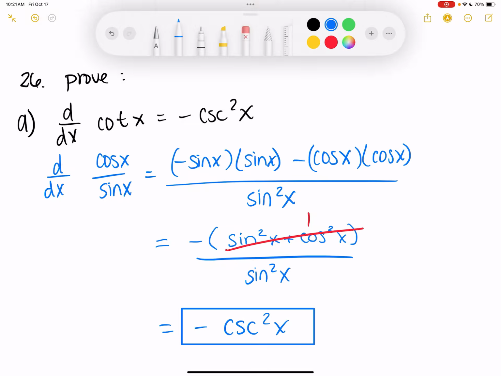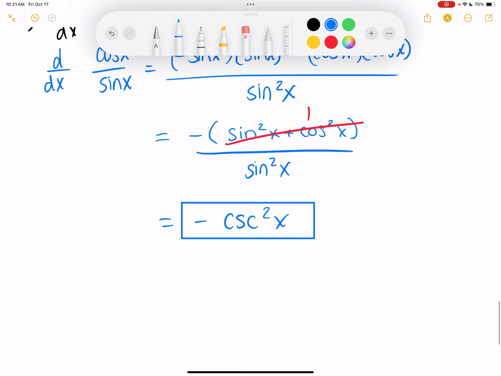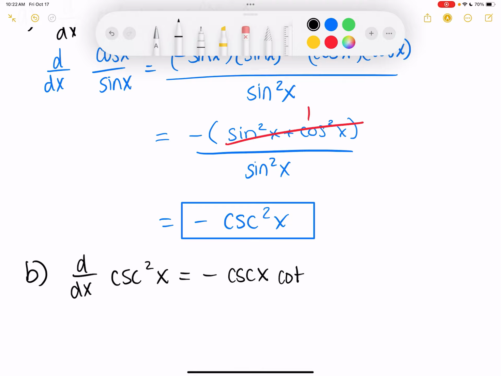If we were going to do the second one that is in this problem, d dx of cosecant of x is equal to minus cosecant of x, cotangent of x. I don't know why I stuck a squared right there. I think I was looking up there. It's just the derivative of cosecant of x. You don't know how to take the derivative of that squared yet.